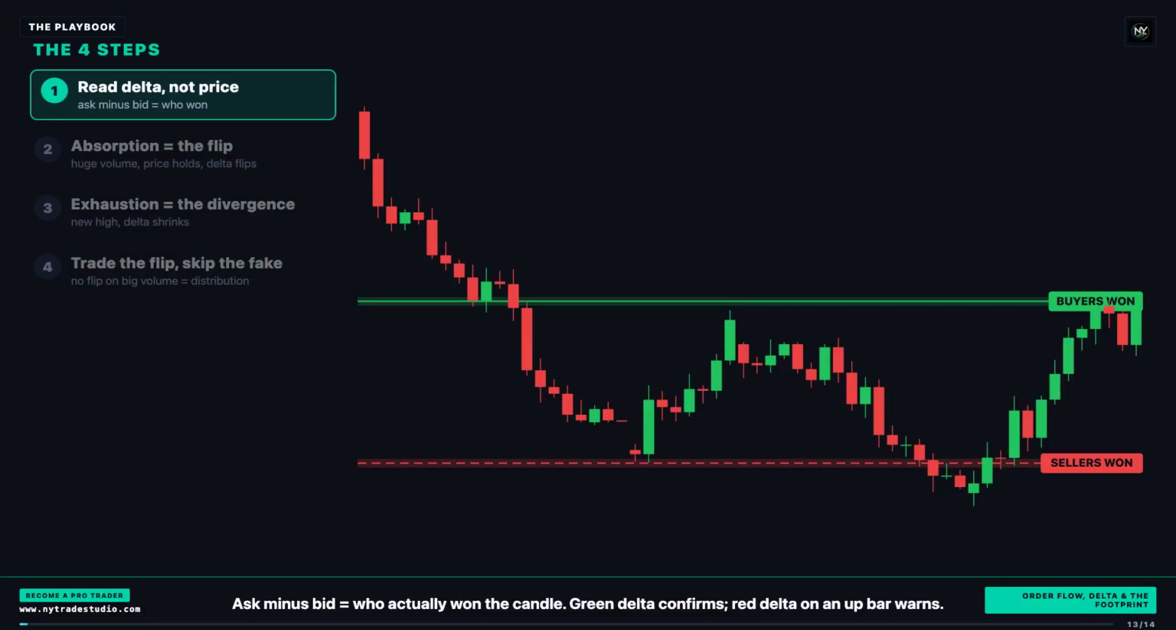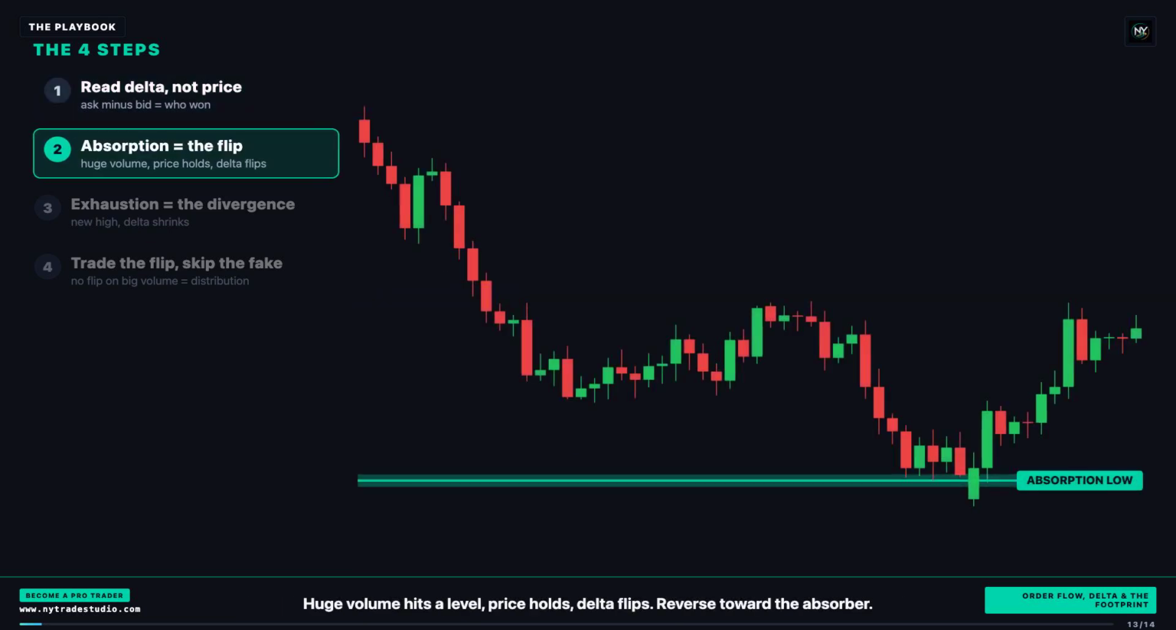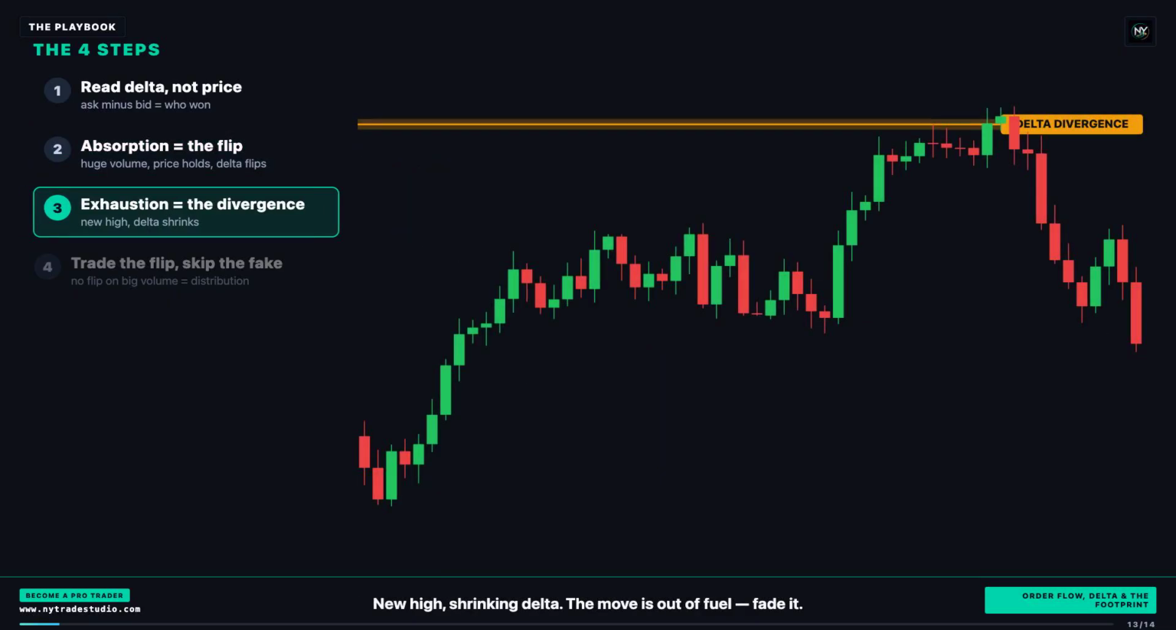1. Read delta, not just price. Ask volume minus bid volume tells you who actually won every candle, and a green move on red delta is a fake. 2. Absorption is the flip. When heavy volume slams a level, price refuses to move, and the delta flips, a bigger player absorbed the crowd, so reverse toward them. 3. Exhaustion is the divergence. A new high on shrinking delta means the move is out of fuel, so fade it.